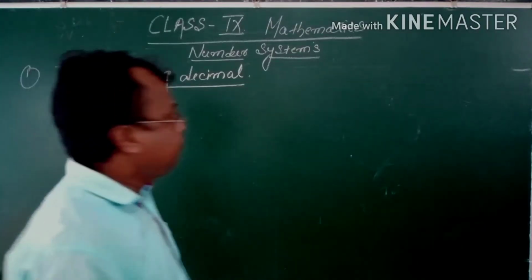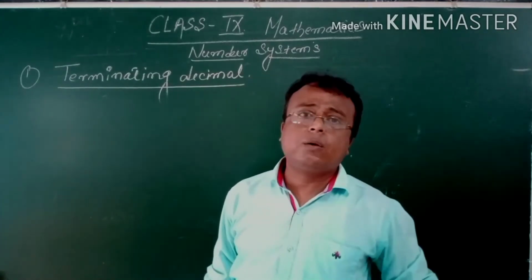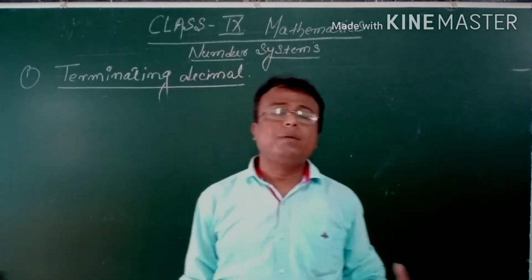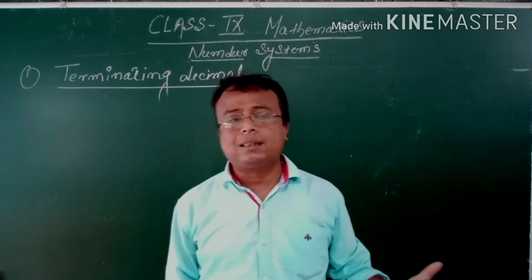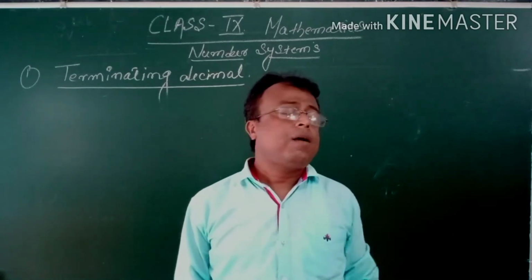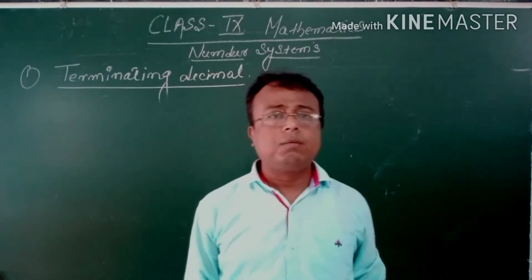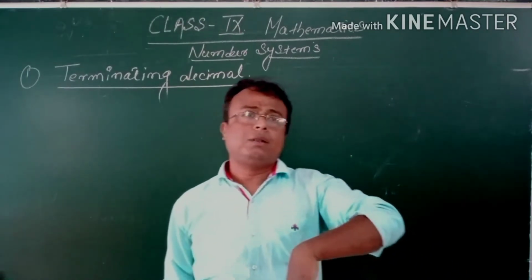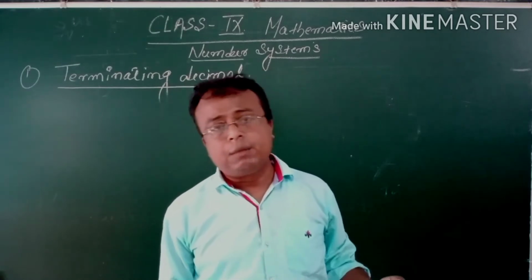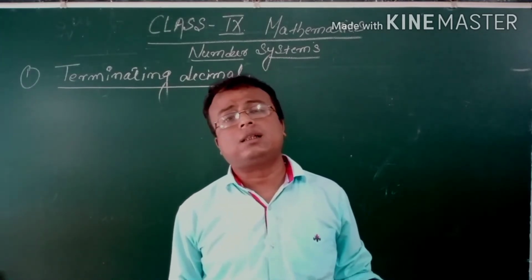Good morning, children. So, in today's class we are going to learn how to convert a decimal number into p by q form. In the last classes we have learned how to convert a rational number into decimal form. So today we are going just the reverse of it. That is, how to convert the decimal number into p by q form. Okay, so let us discuss this one.